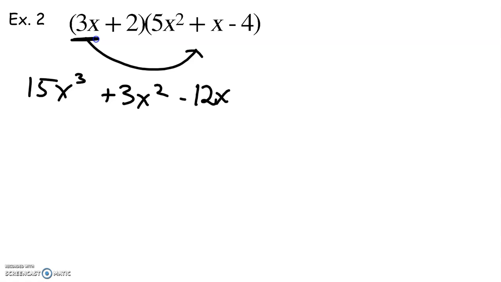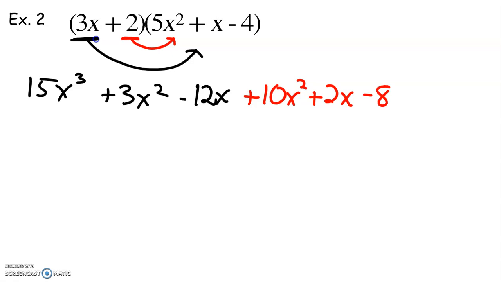12x. Then I'm going to take the second term and do the same idea. I'm going to distribute that second term to the entire second parenthesis. So 2 times 5x is plus 10x. 2 times x is plus, oops, there's a square there, 2x squared. Then 2 times a negative 4 is minus 8. I've done the multiplication. I've combined them with the multiplication.